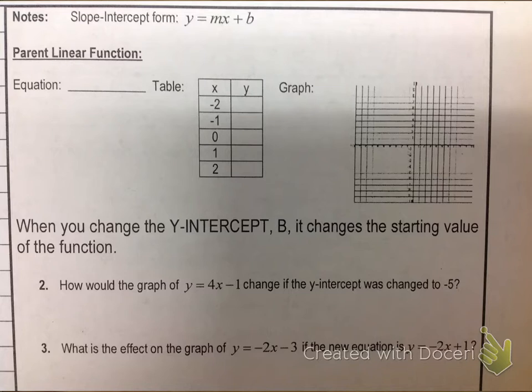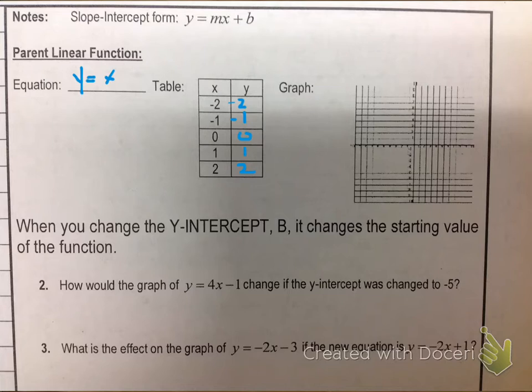Again, what's the parent linear function? That's right, it's y equals x. Hopefully by now you have that memorized. Just like yesterday, if x is negative 2, y is negative 2. If x is negative 1, y is negative 1, 0, and basically it's just shadowing the same number.